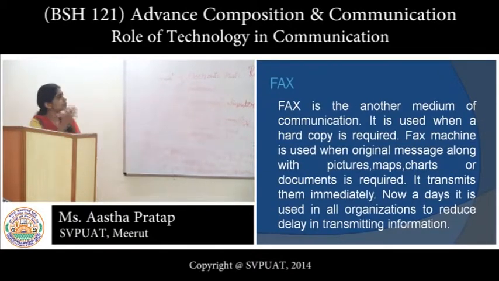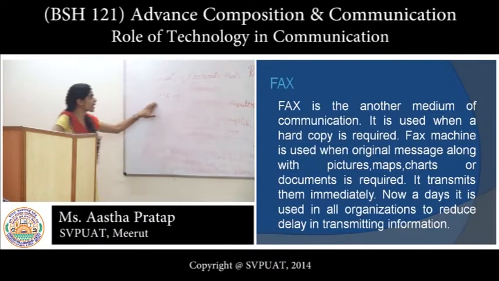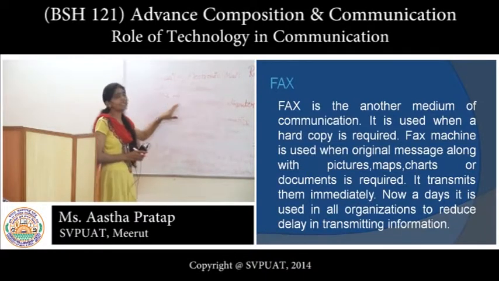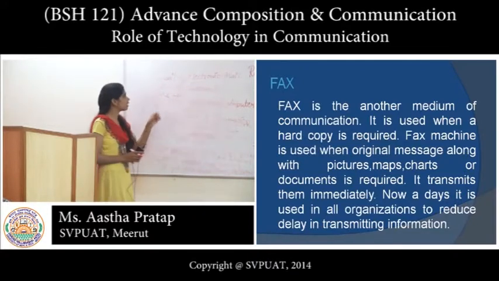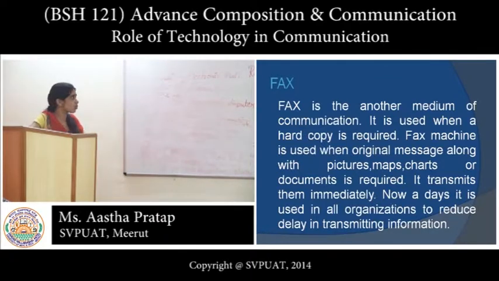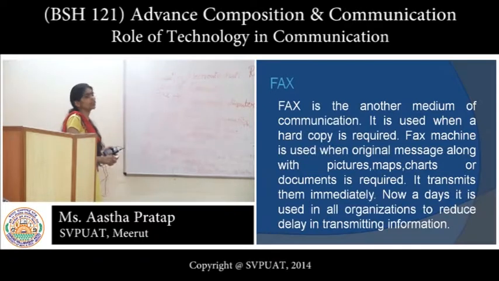Then the second type of communication we can take is the fax. So we can say fax is another way of communication. We use fax where we require a hard copy of a document. For example, if you want a document, or a chart, or a picture, or original things about anything, then you use the fax service, or the fax machine. And this fax machine immediately transmits your data from one place to another. So fax machines are nowadays used in all organizations, be it small or large. So fax is also another medium of communication which is nowadays very common in society.